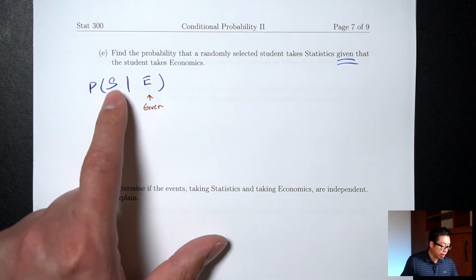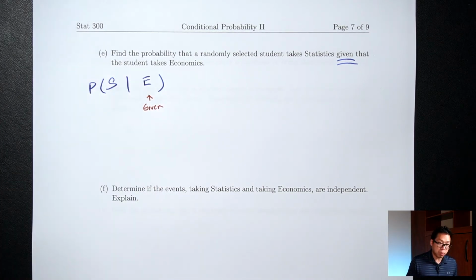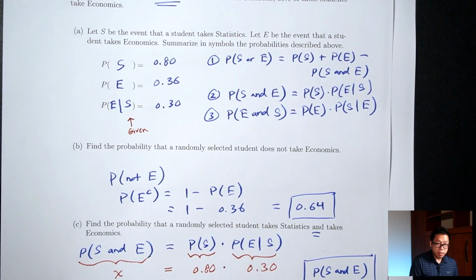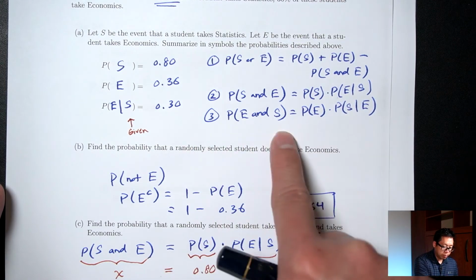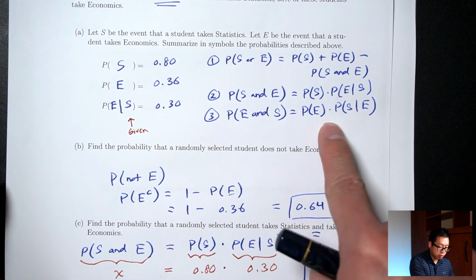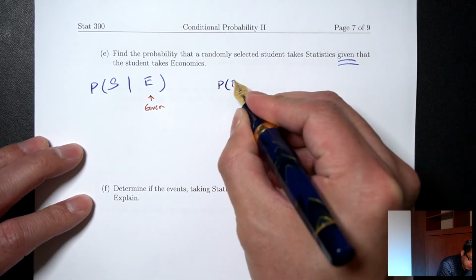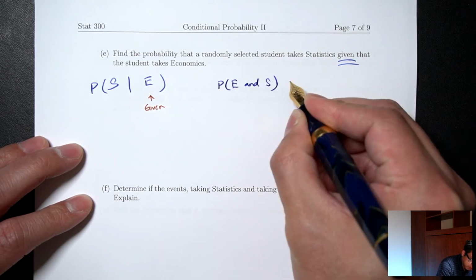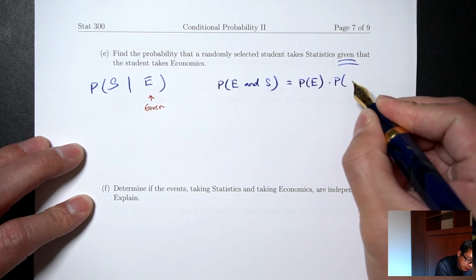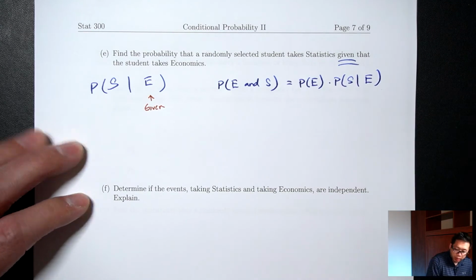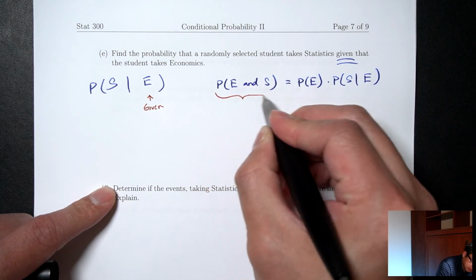Looking at our equations, which one has S given E in that order? Because for conditional probability, the order matters. So S given E, third equation, right there. Okay, so let me recopy this third equation. Probability of E and S equals probability of E times the probability of S given E. Go through, plug in numbers. Left side, E and S.